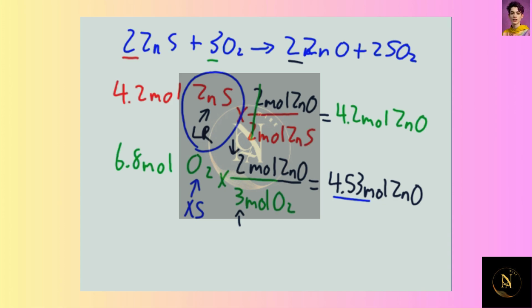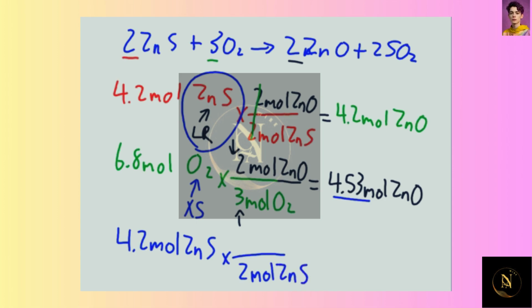To do that, we can do one more mole ratio. So we know we begin with 4.2 moles of zinc sulfide. And according to our equation, every time this reaction proceeds, 2 moles of zinc sulfide are used up, and 3 moles of oxygen are used up. When this works out, it would indicate that 6.3 moles of oxygen are consumed every time this reaction completes.